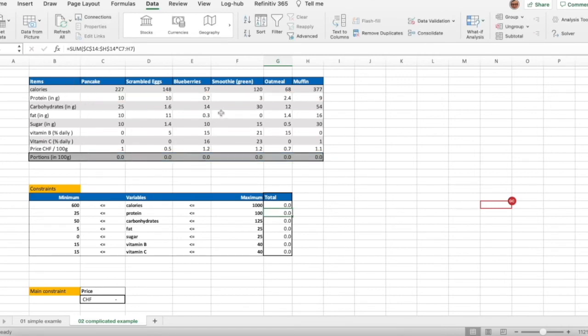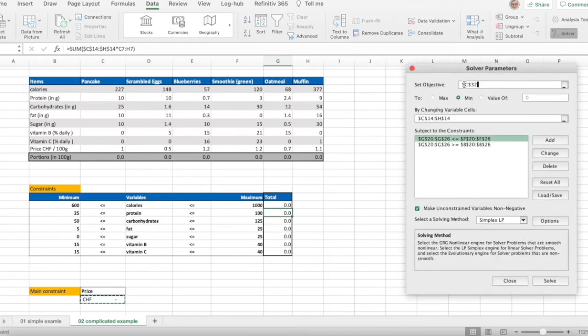Now, to solve this problem, John uses the Excel solver, which can be found on the data tab in the right-hand corner. Here, John first needs to set an objective. In his case, that is to minimize the costs, so he selects this cell and clicks on minimum. He allows the Excel solver to solve his problem by changing the following cells, C14 till H14.